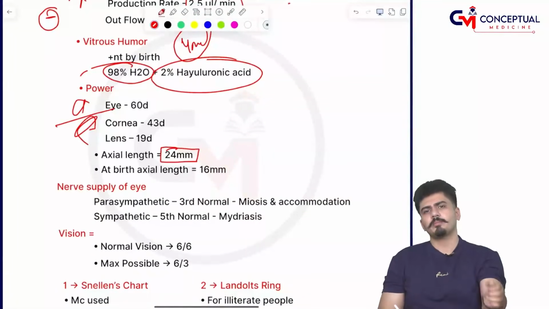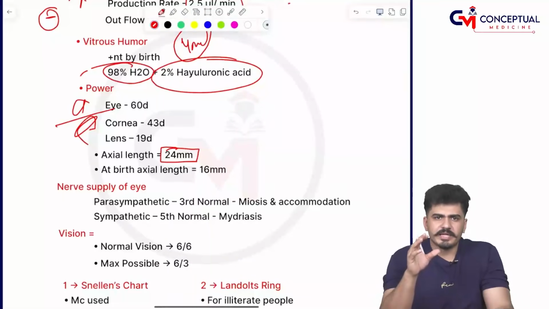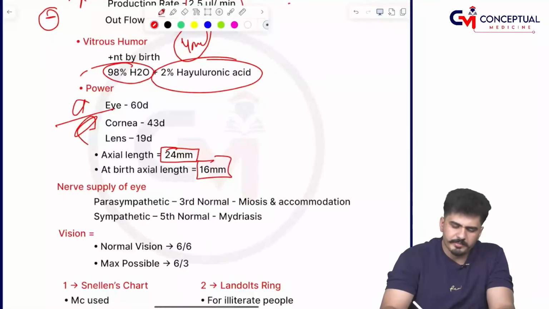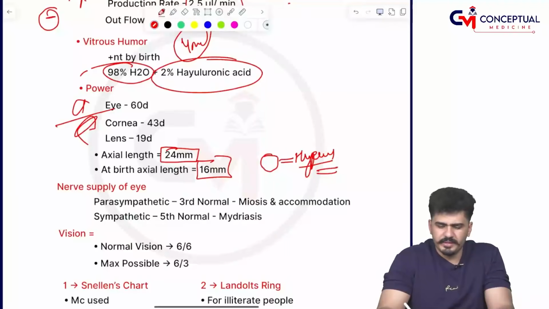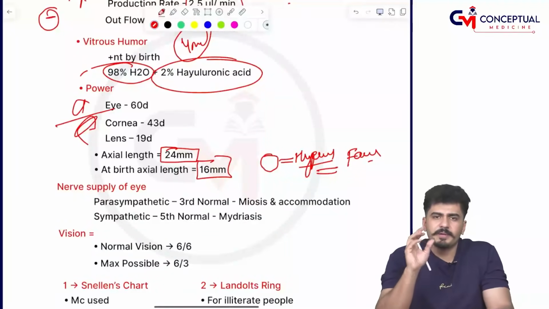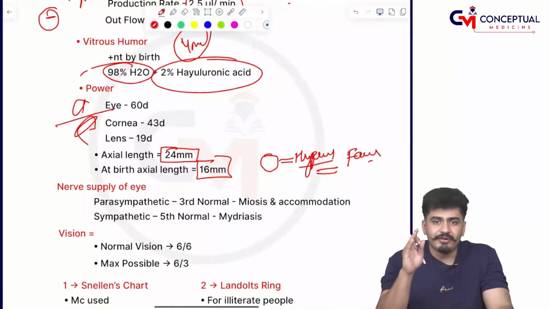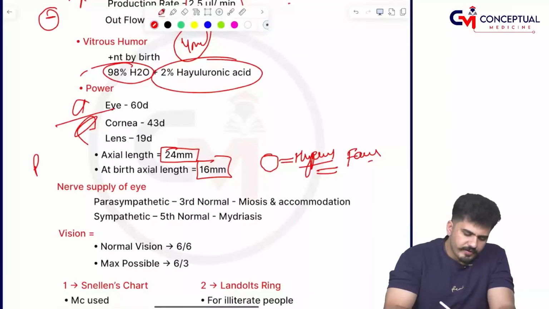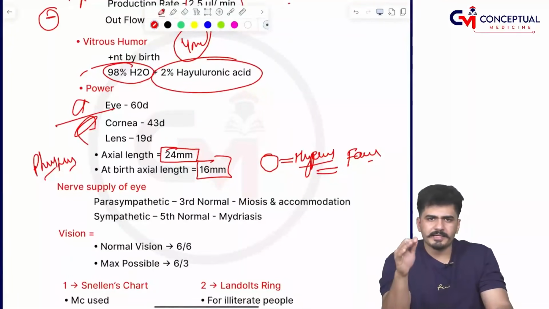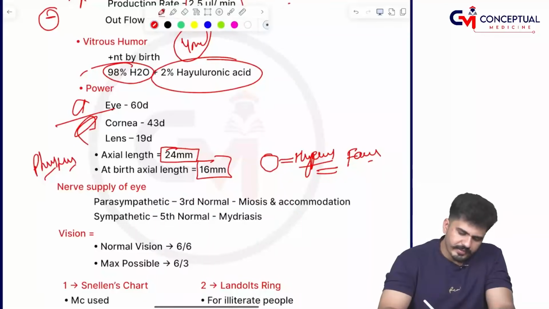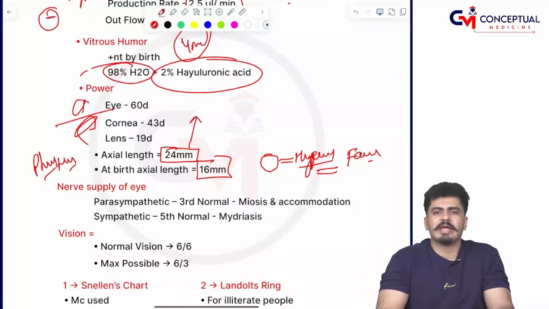But what happens at the time of birth? At the time of birth, this axial length is only 16 mm, which makes our eye small. And a small eye is called a hypermetropic eye, and hypermetropia means far-sightedness. So when the child is born, we can only see far. This is called physiological hypermetropia, which is present by birth.